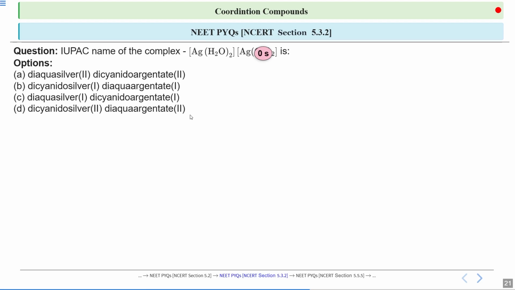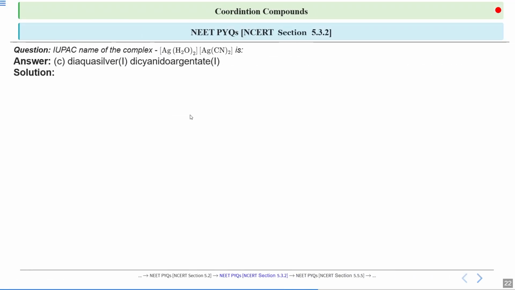Okay, let's see. For this question, the correct answer is option C, that is diaquasilver(I), dicyanidoargentate(I).